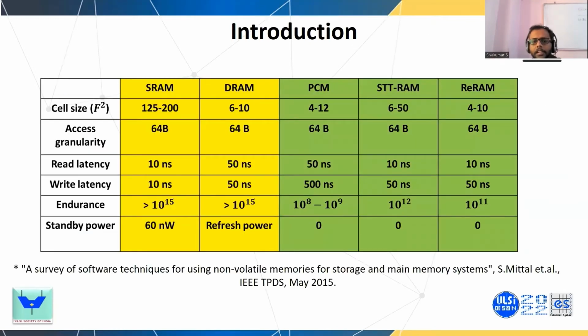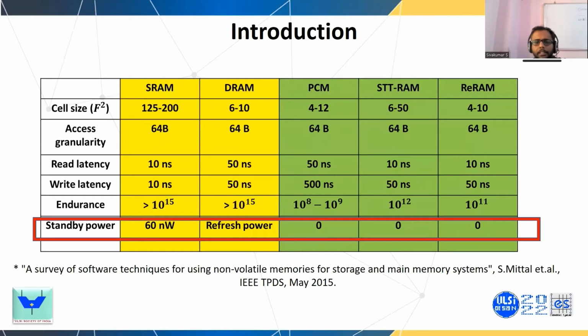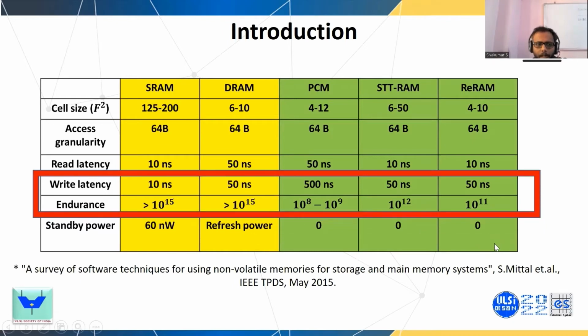This table shows the comparison of our emerging memory technologies with respect to the conventional memory technologies. If we see features like cell size and standby power, our emerging non-volatile memory technologies perform better than conventional memory. But in case of write latency and endurance, the performance of non-volatile memory is not as good as conventional memories.